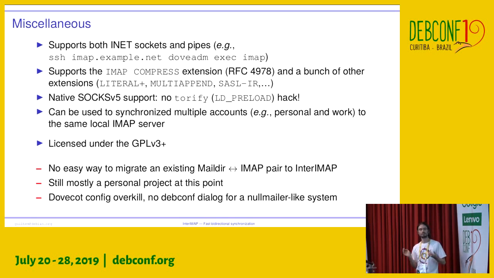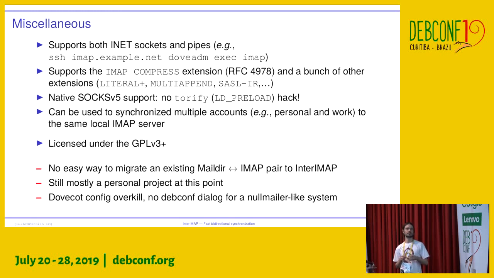It's a one-off thing. It should be fine. It's still mostly a personal project at this point, so it doesn't have the momentum and the community that offlineimap and so on have. And I would also say it's mostly a plea for the maybe Debian maintainer for IMAP servers, is that the dovecot config is a bit overkill.